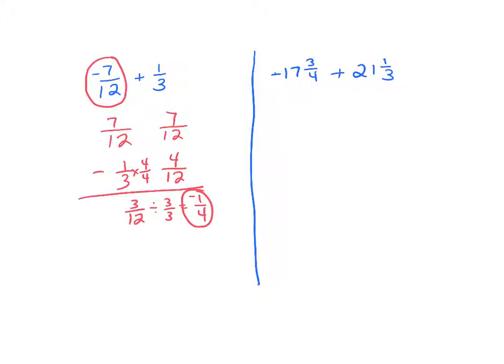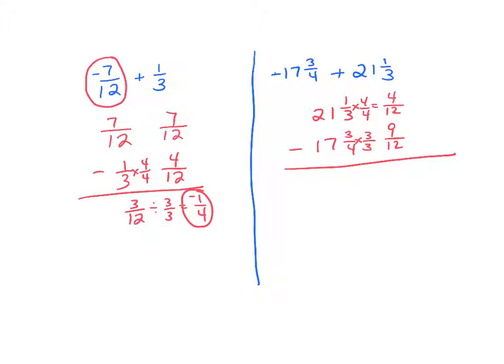The second example that I have, negative 17 3/4 plus 21 1/3, once again, one of them is positive, one of them is negative. So I need to go through and I need to subtract. 21 1/3 subtract 17 3/4. Once again, I need a common denominator, and just like that last problem, my common denominator is going to be a 12. So I'm going to change both of these to twelfths. I'm going to multiply 1/3 by 4/4 and get 4/12. I'm going to multiply 3/4 by 3/3 and get 9/12.